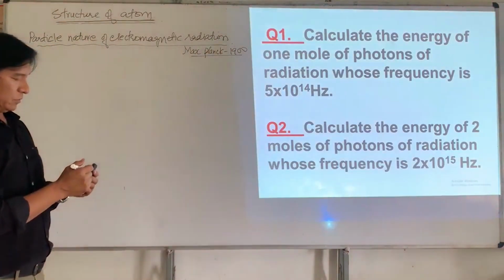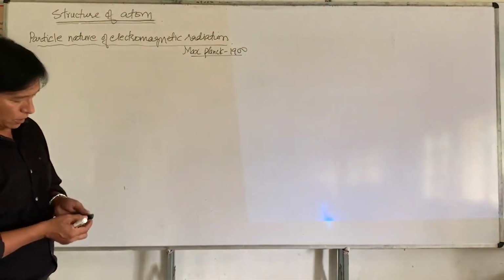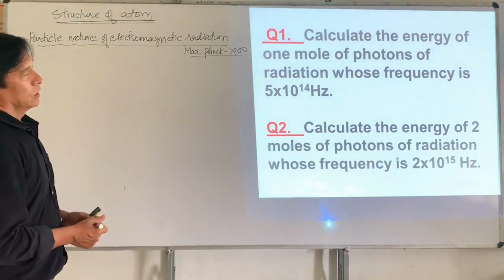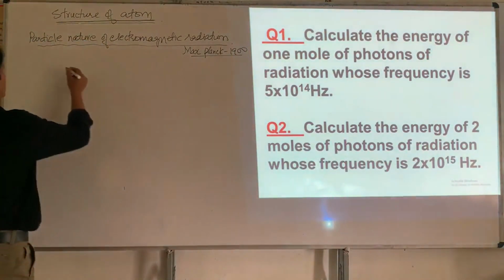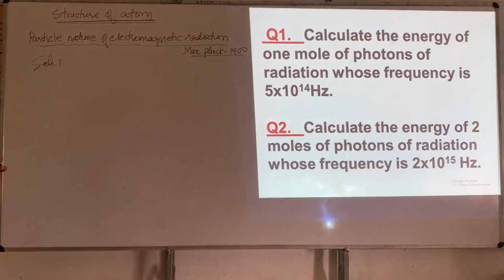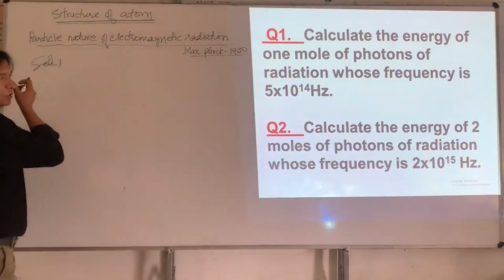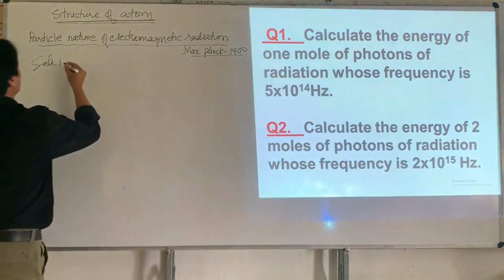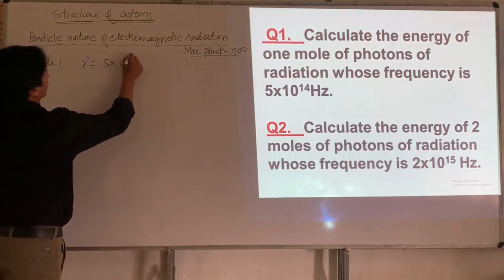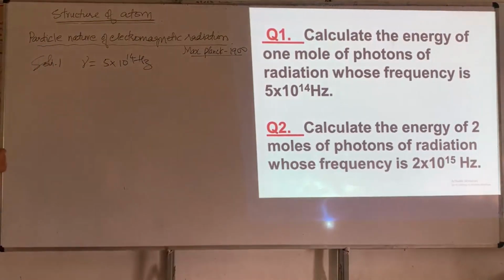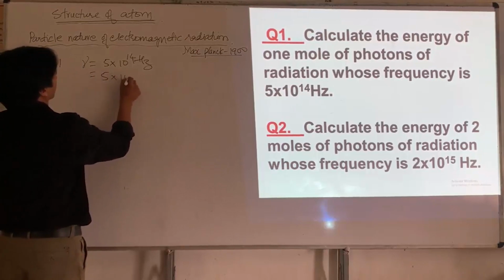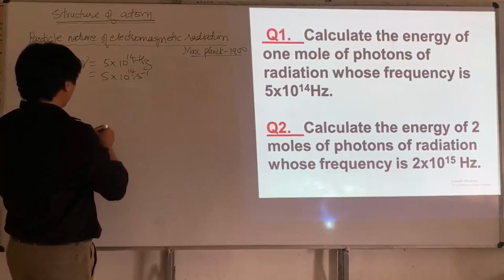Now you know the meaning of mole, and in 1 mole, you know how many of these photons you have. This is what you're supposed to know. So let's see the solution here. The frequency given here is nu = 5 × 10^14 Hertz. Now this Hertz can be replaced by 5 × 10^14 per sec. It's a unit of frequency, right?